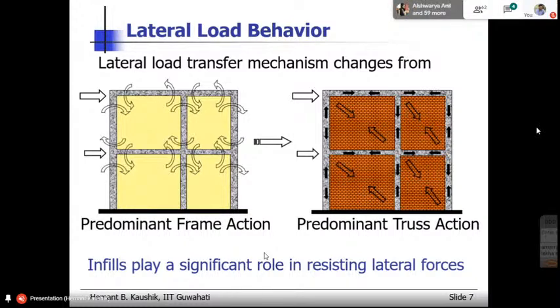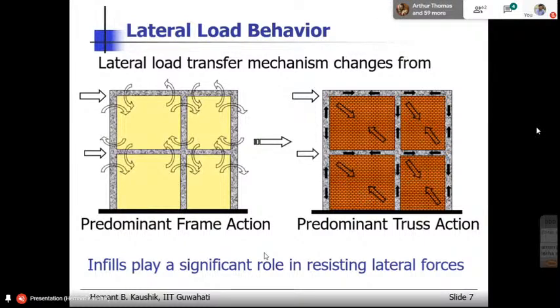But what is important here is that the primary action through which the lateral loads are being resisted is the truss action. It is not the frame action. So now the frame action has been converted into a truss action where most of the lateral loads are resisted by the diagonal compression struts. So there is a huge difference in the behavior of these two types of frames.